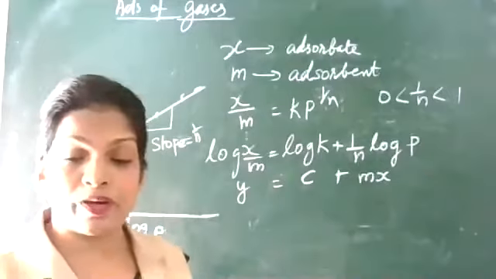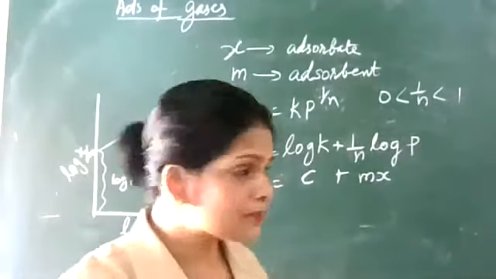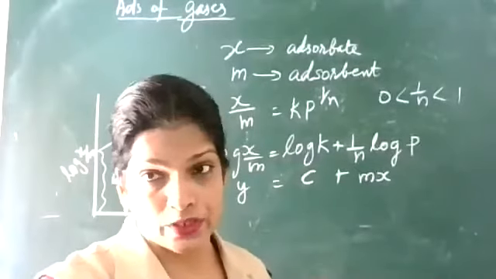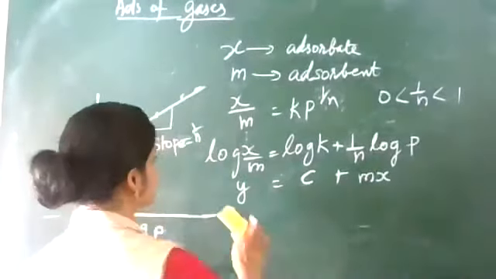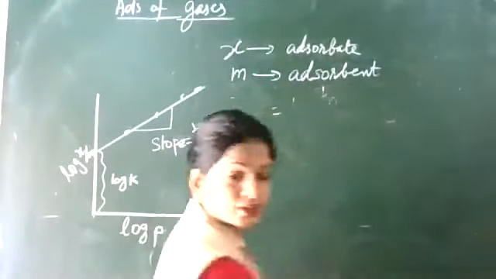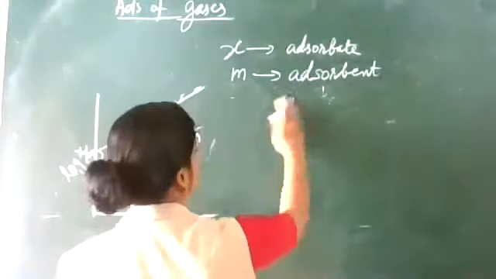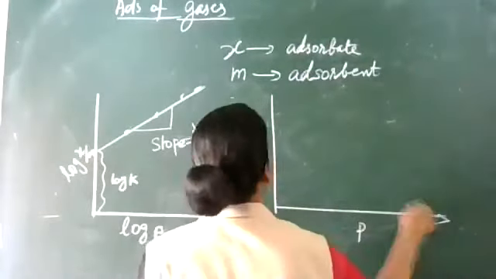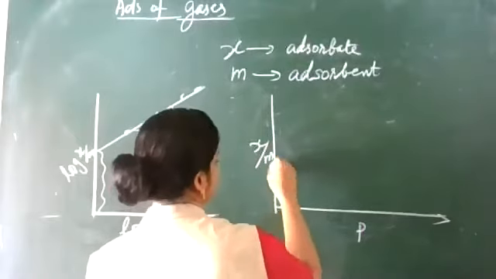So what is the Freundlich adsorption isotherm? Isotherm means at a constant temperature. I showed you the graph between pressure and x by m. That graph is called the isotherm.